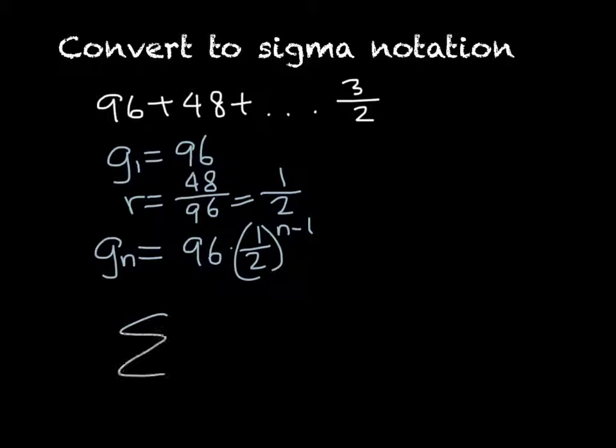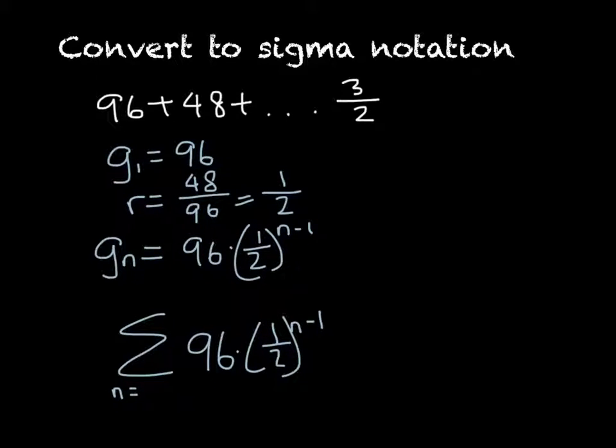Now we know that we have our sigma, n equals, we can go ahead and plug in our formula that we found. And now we know that we're starting from n equals 1 with the 96. So we can go ahead and write that in.